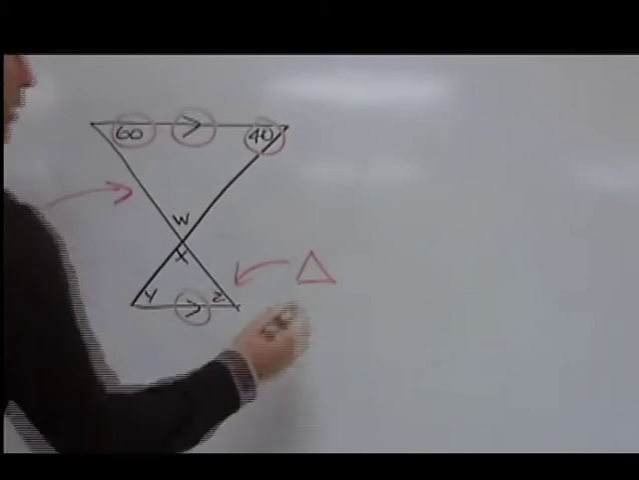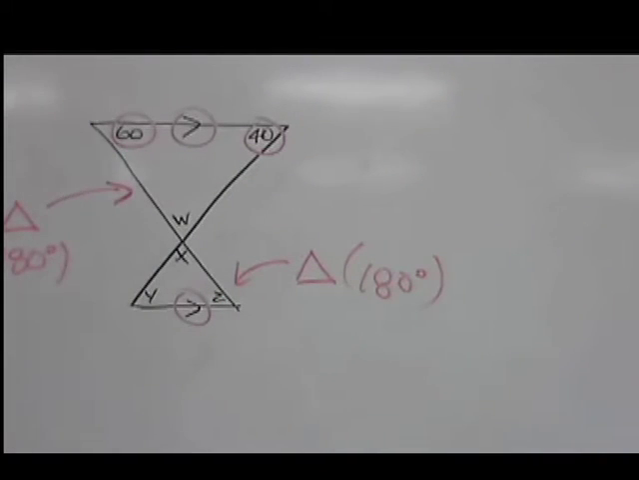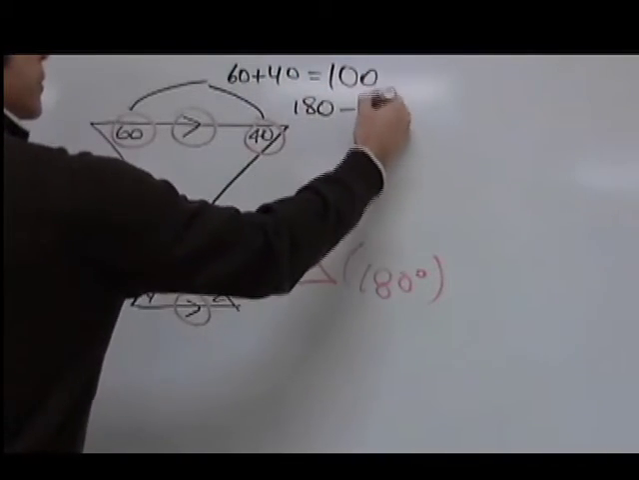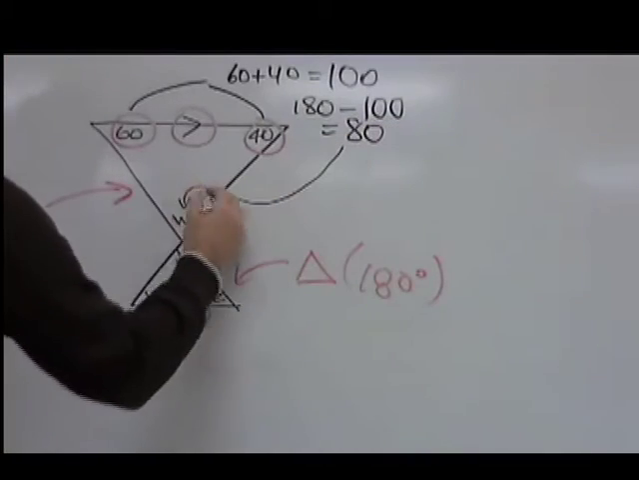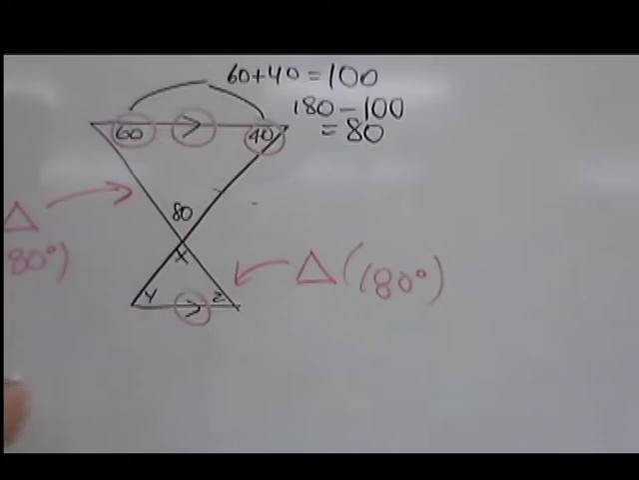The other given we can look at is that we have two triangles, and we know that the sum of the angles is always 180. So two triangles, one sitting on top of the other. Next thing we're going to do, we know that 60 and 40 is 100, and 180 minus 100 is 80. Therefore, our third angle within that triangle has to be 80.